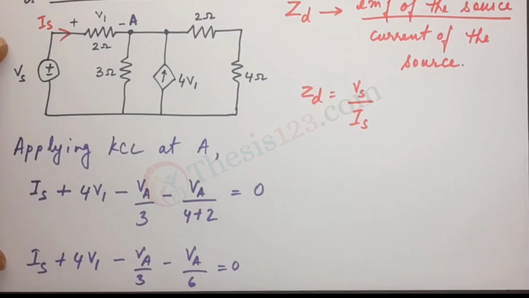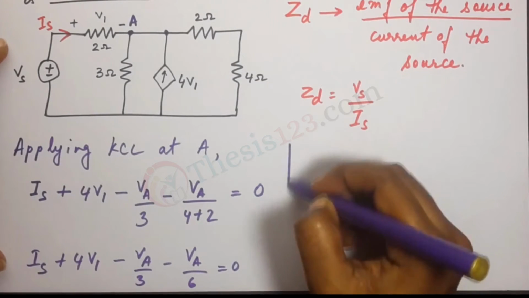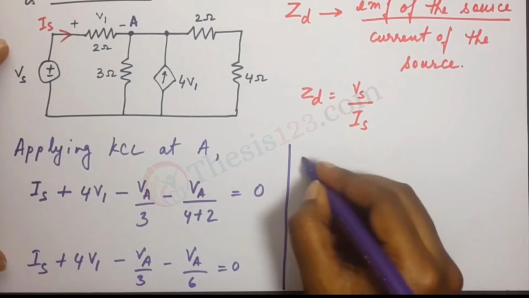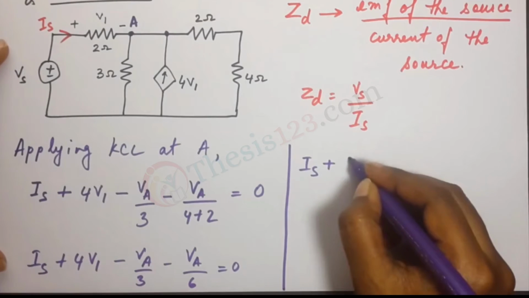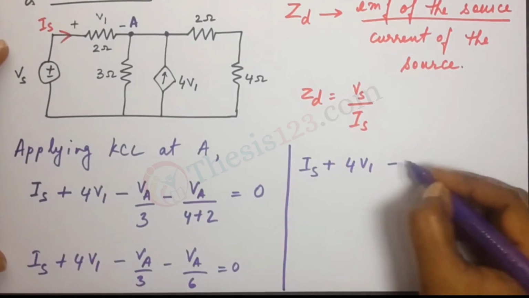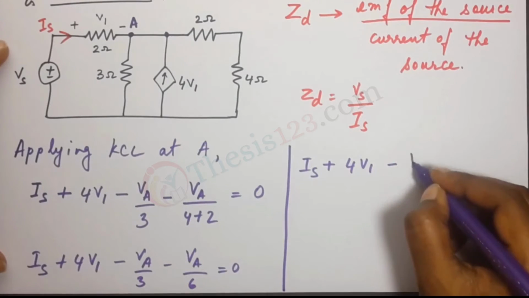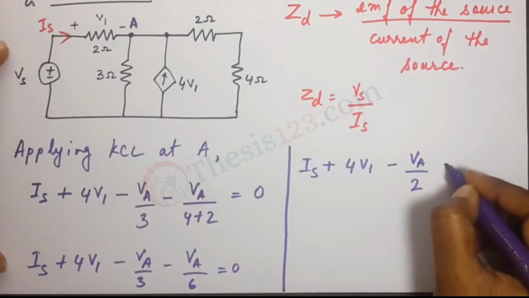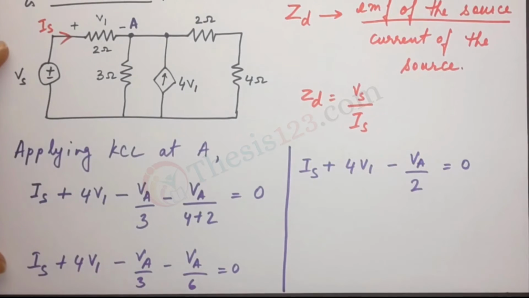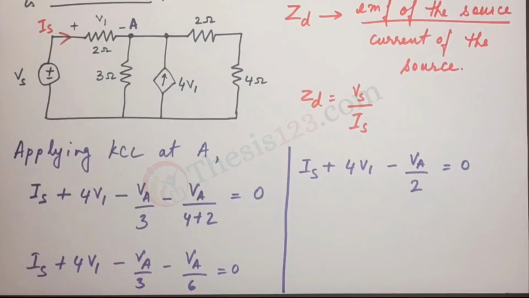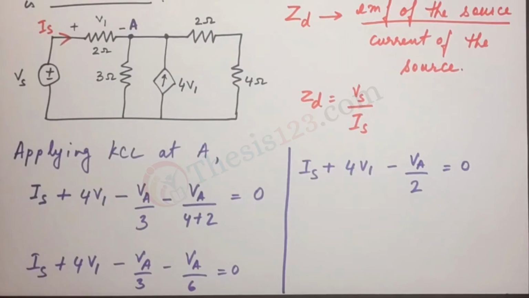Now let me simplify this even further. I'll put it down over here. Is plus 4V1 minus VA by 3 minus VA by 6 will give us VA by 2 is equal to 0. So here is our basic current equation of the circuit simplified. Next, let's look a little further at the circuit.